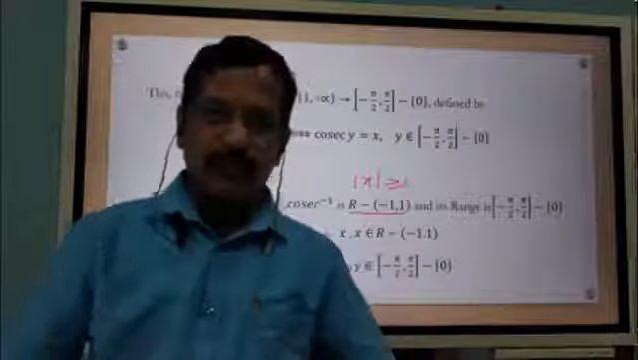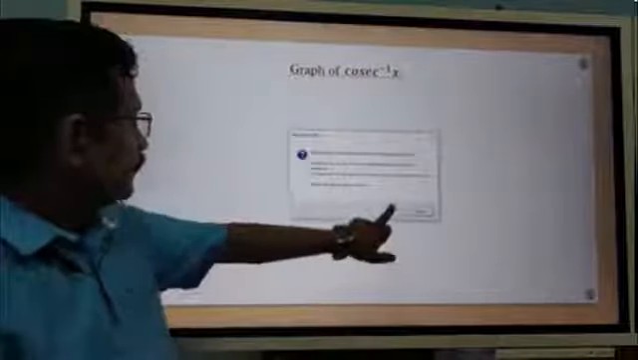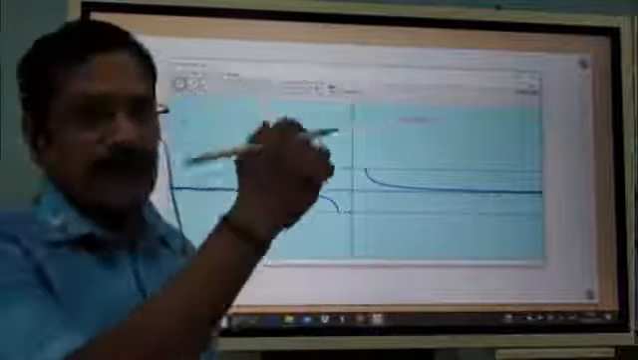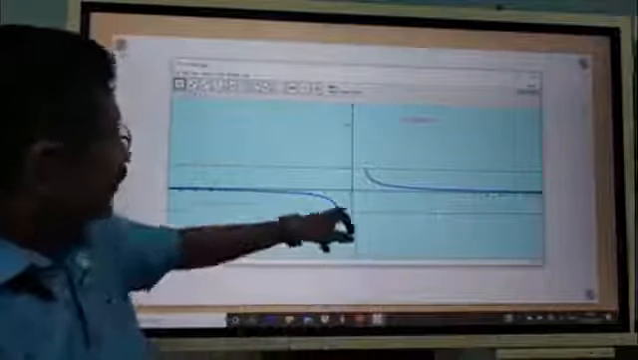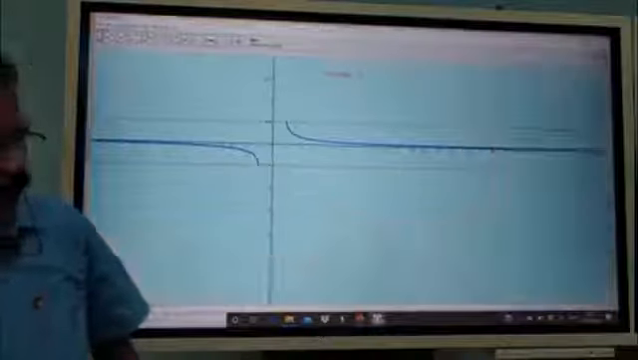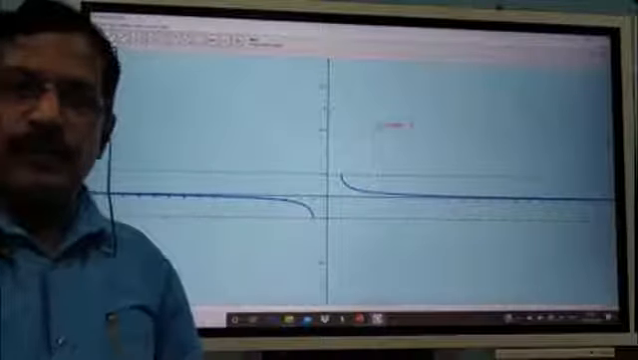What will be the graph of cosec inverse? You can see the graph of cosec inverse. We have seen the partial graph of cosec, and this is the graph of cosecant inverse. This is the graph of cosecant inverse. It goes from minus pi by 2 to pi by 2, and 0 is excluded here.